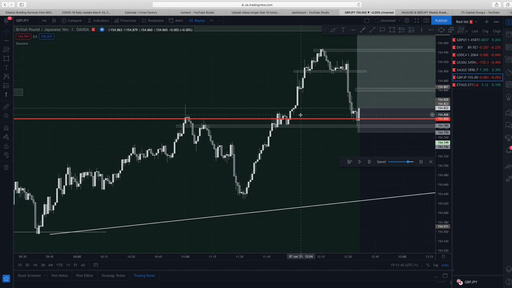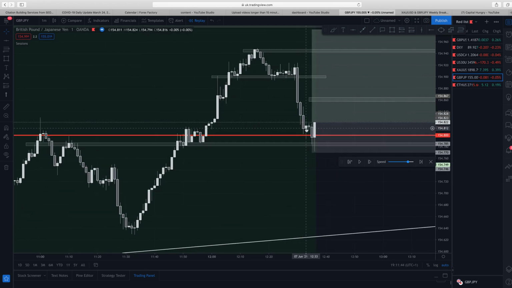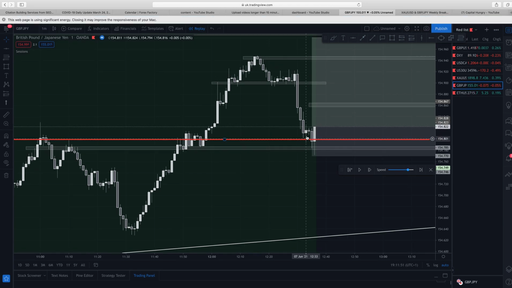See, I wouldn't enter off this candle there because of the size difference. We have got a wick rejection of 154,800, but still it's a small bullish pin bar. It's not a strong enough candle in comparison to these bearish candles and the bearish momentum. So this would be too early of an entry, going off Capital Hunger's teachings as well. You wouldn't enter off that candle.